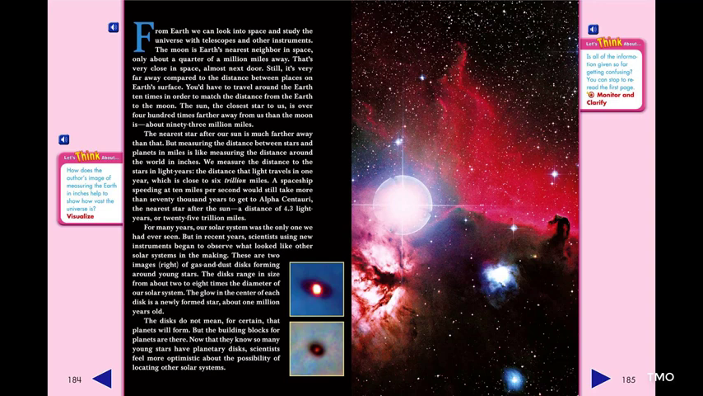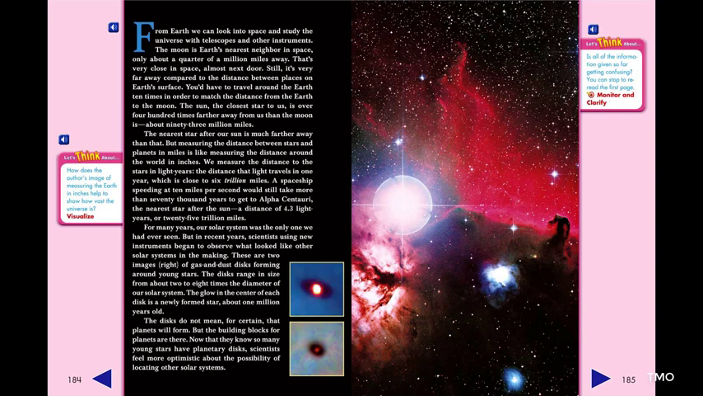But measuring the distance between stars and planets in miles is like measuring the distance around the world in inches. We measure the distance to the stars in light years, the distance that light travels in 1 year, which is close to 6 trillion miles. A spaceship speeding at 10 miles per second would still take more than 70,000 years to get to Alpha Centauri, the nearest star after the Sun, a distance of 4.3 light years, or 25 trillion miles.